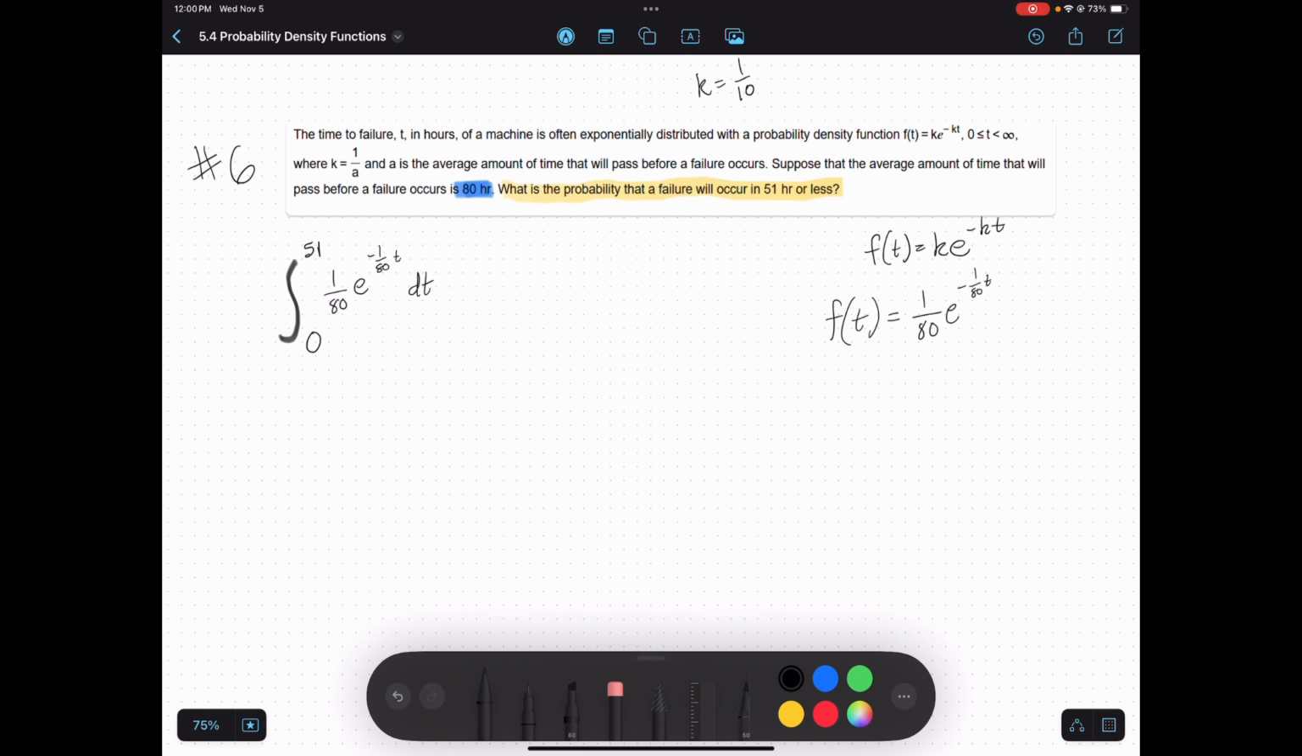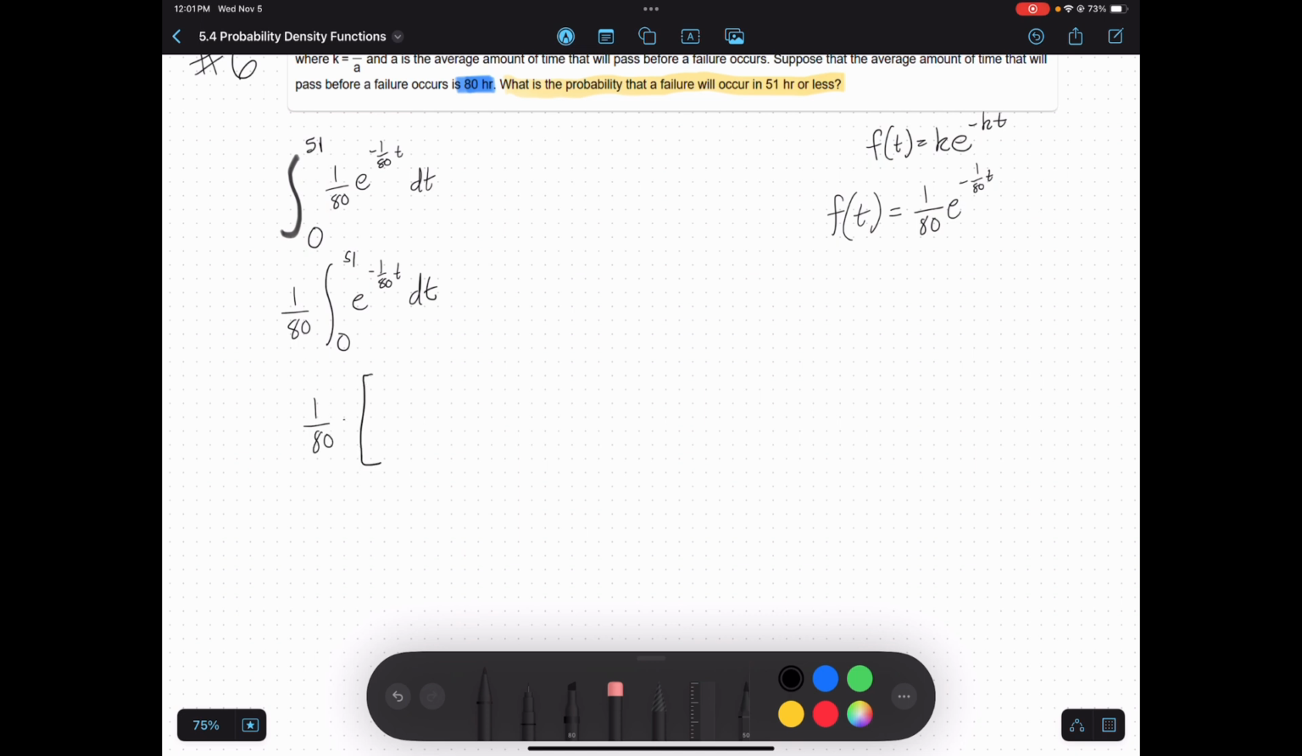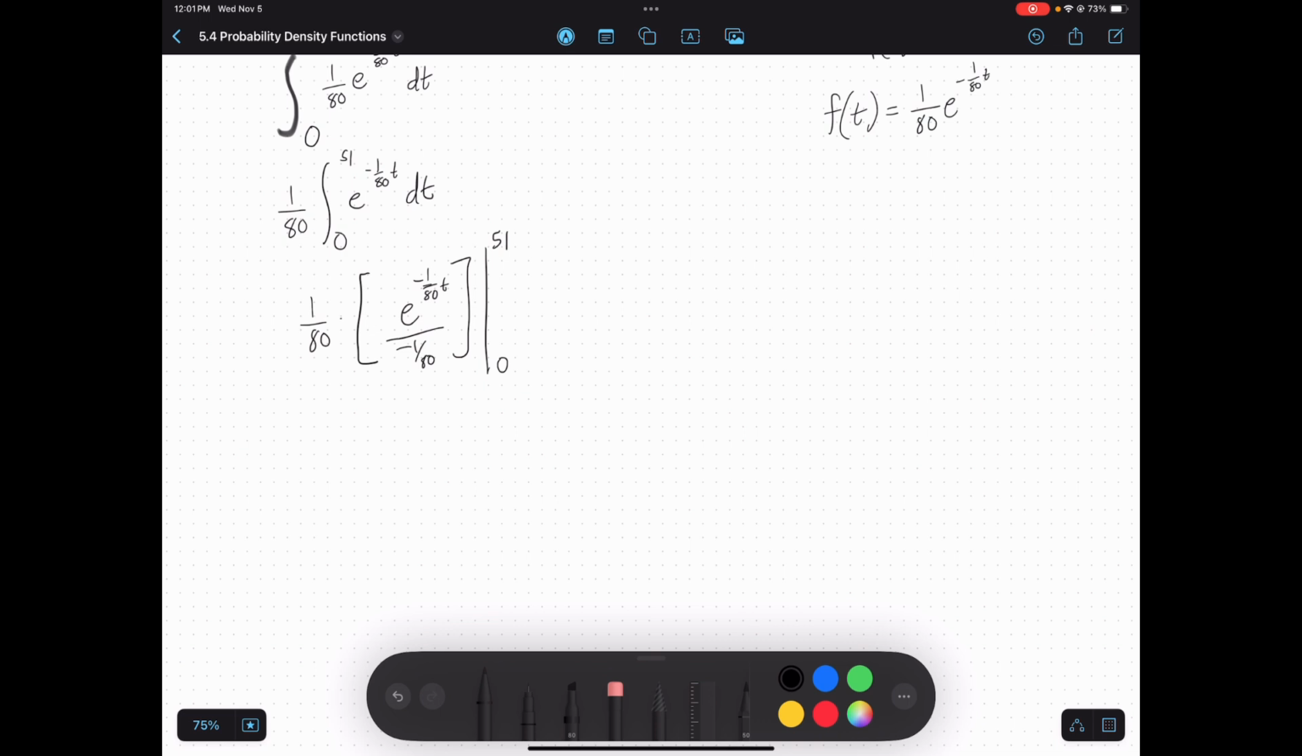Now all I have to do is actually calculate this integral. Well, I can pull out the 1/80 because it's just a constant. And now I have an exponential function that I know how to find the antiderivative of. My antiderivative here is, I'm going to keep the e^(-(1/80)t), and then I'm going to divide by that constant. I'm going to divide by -1/80. And then this is bounded from 0 to 51. Now, dividing by -1/80 is not very pretty. So remember, if you ever divide by a fraction, you can instead flip and multiply. So instead, I get 1/80 times, flipping and multiplying, I'm just multiplying by -80. And that's evaluated from 0 to 51.